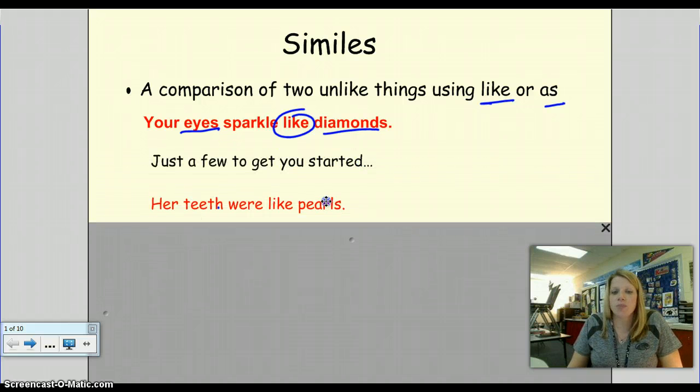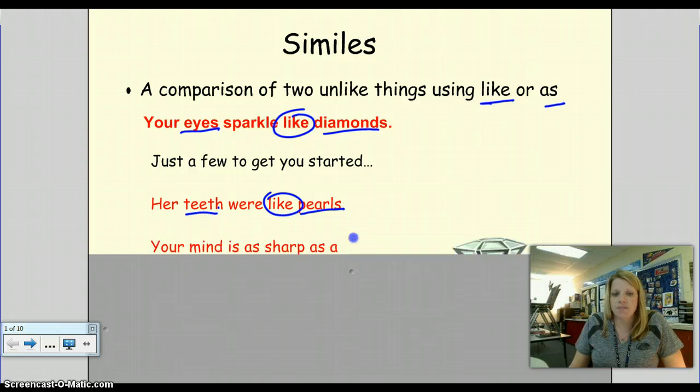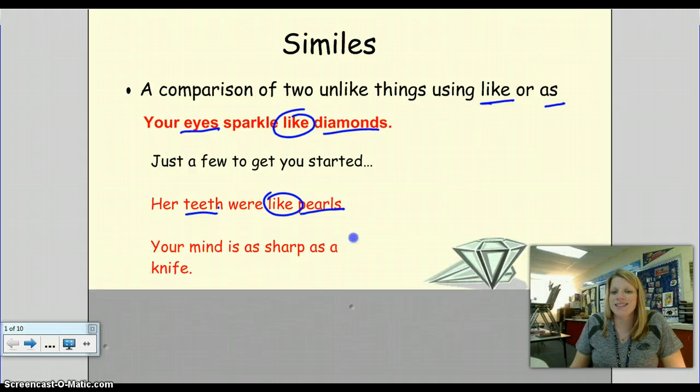Okay, and then here's another one. Her teeth were like pearls. What are the two things being compared? Her teeth to pearls. I'm going to circle the like because that indicates it's a simile. Your mind is as sharp as a knife. What's being compared? Your mind to a knife, not sharp to a knife. And then you're going to circle the as.